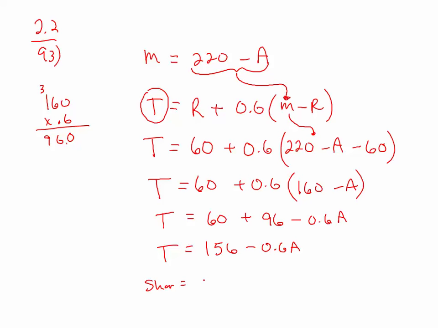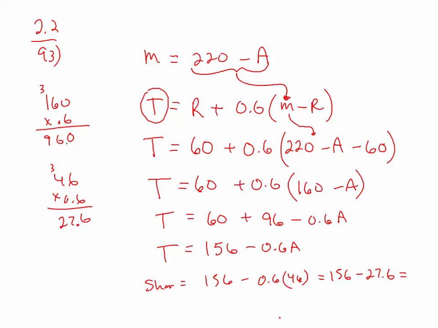her training heart rate is going to be 156 minus 0.6 times 46. All right, you're gonna make me do this again, I guess, huh? 0.6 times 46, that's going to be 24, 25, 26, 27, so 27.6. So 156 subtract 27.6. Anybody can give me that one?